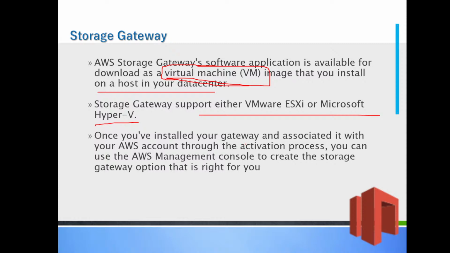Once you install your gateway and associate it with your AWS account through the activation process, you can use the AWS Management Console to create the storage gateway option that is right for you. Now, these are the different options available. But on a very basic level, you can download a software available for you on your on-premise, install it, and configure it to access AWS. Okay, to access your AWS resources. Generally, it's S3.